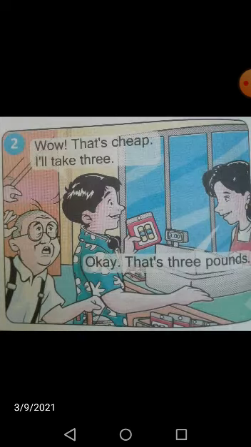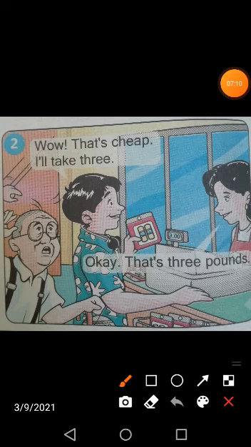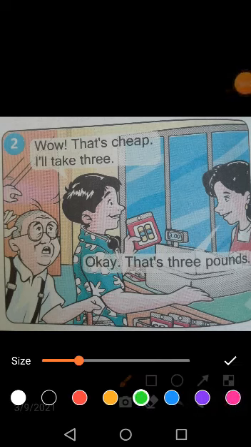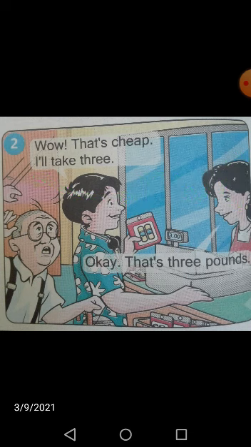Picture number two. Wow, that's cheap. I'll take three. How many batteries will I take? Three batteries. I will take three, or I'll. I'll means I will. Again, I'll, I will. What does I'll mean? I will. I'll take three. I will take three. Three batteries.